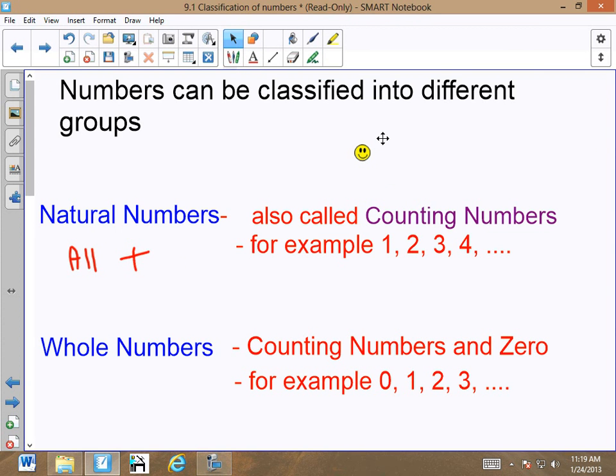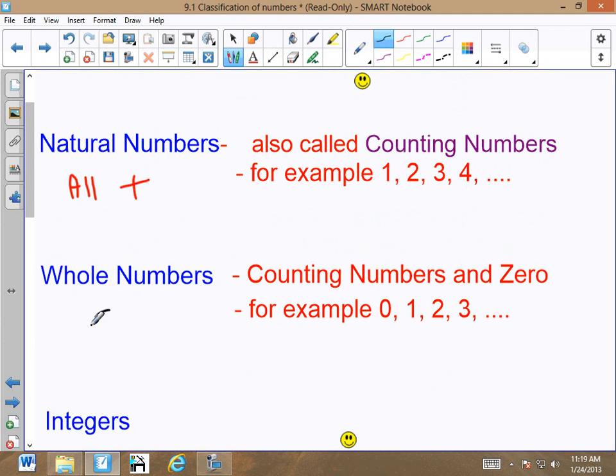Whole numbers. Now we're just going to add something to this. Whole numbers are all positive numbers and 0. When you think of building a hole or digging a hole in the ground, you think of a 0. Whole numbers are positive numbers and 0. Okay. So this is 0 and positive numbers.